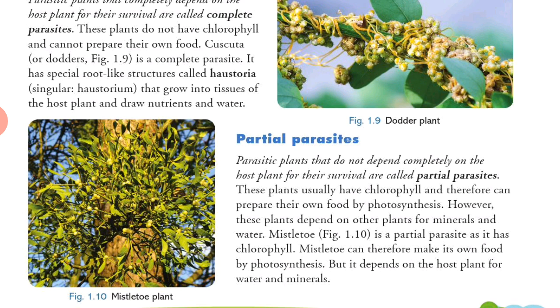Got it, dear students? And I think you will be able to differentiate between the partial parasite and complete parasite also, and with their examples.